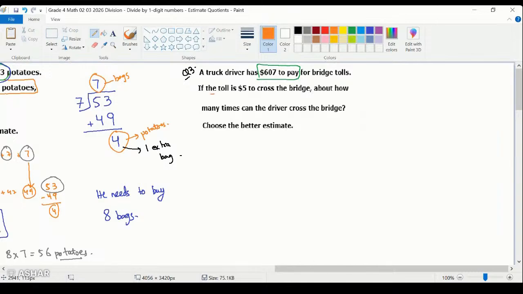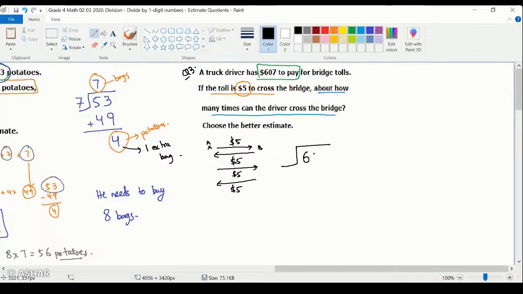Every time he crosses the bridge, he has to pay $5. They're asking about how many times the driver crosses the bridge. That means if he starts from point A, he goes to point B, he pays $5, right? When he comes back, he pays $5. That means $10. Then he goes back again, he pays $5. Then he comes back, he pays $5, and so on till he spends the entire money. Agreed? So what we can do is 607 is to be divided by 5, right?